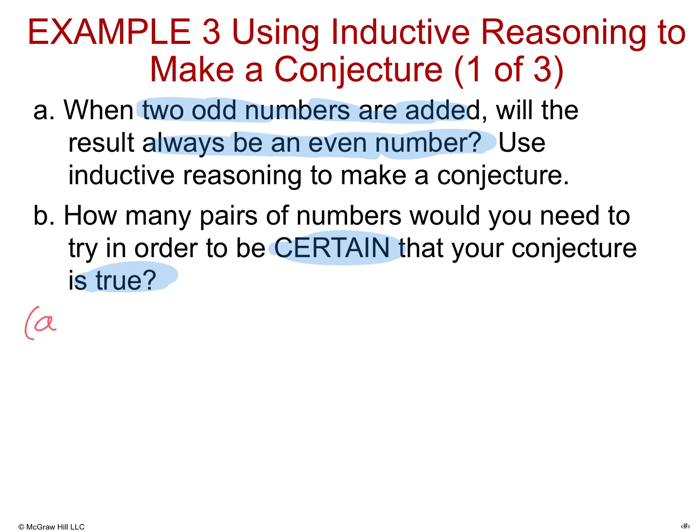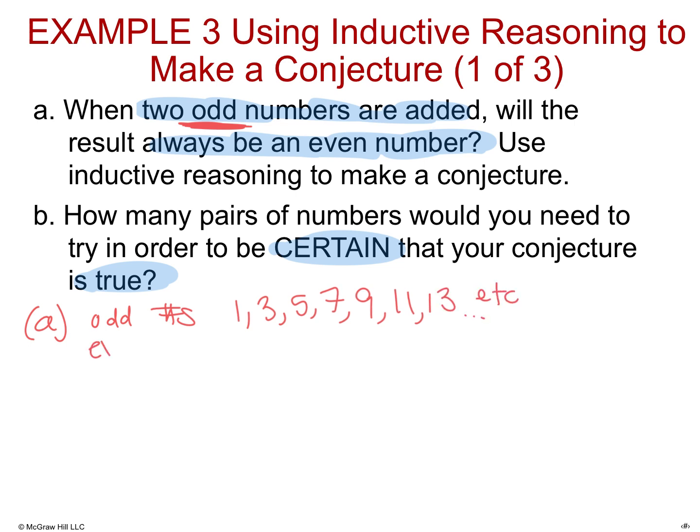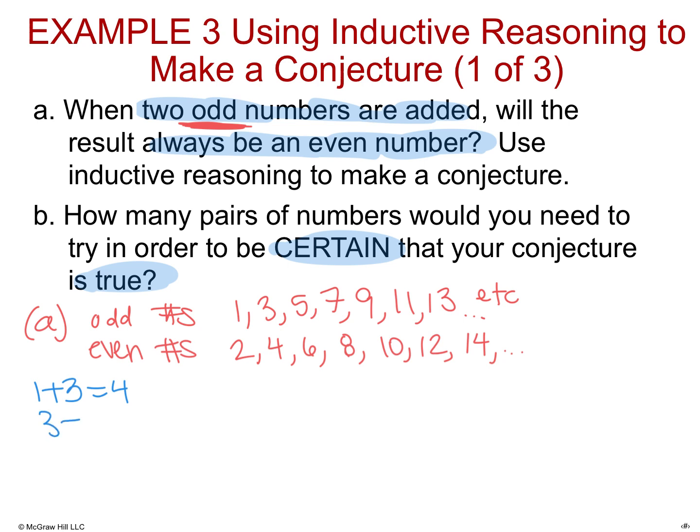And I'm going to show that when I add two odd numbers together, so when you think about odd numbers, let's just talk about odd numbers for a second. Odd numbers would be like 1, 3, 5, 7, 9, 11, 13, etc. Even numbers are 2, 4, 6, 8, 10, 12, goes on forever, right? Okay, so if I add two odd numbers together, such as 1 plus 3, I get 4. If I add 3 plus 5, I get 8. Okay, so far it's checking out.